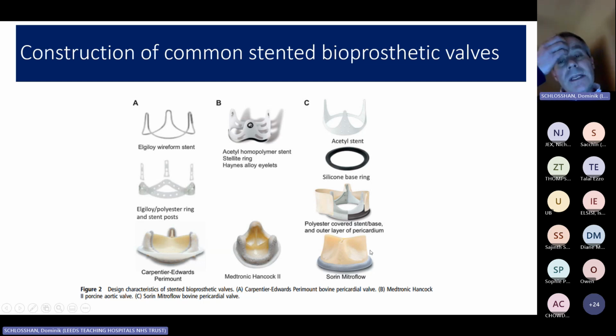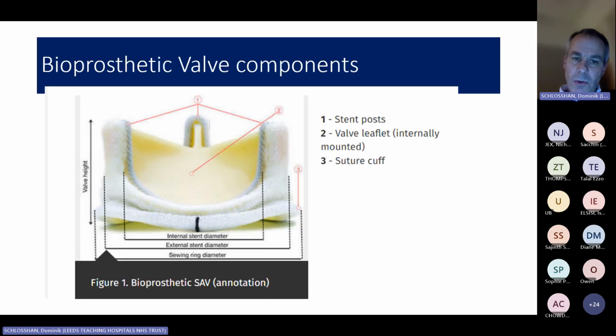If you understand the different kinds of valves that might be on the echo request, or you might see in letters, it's not bad to know the different components. And I'll tell you why that's important. Now, this is a paramount valve, as you can see here, with the stent post and the ring and the internally mounted leaflets.